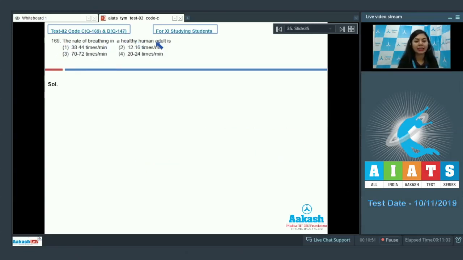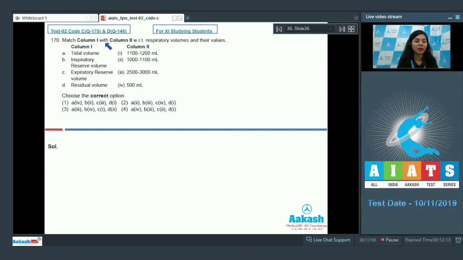Question number 169. The rate of breathing in a healthy human adult is: 38 to 44 times per minute, 12 to 16 times per minute, 70 to 72, and 20 to 24 times per minute. It's a standard answer. The rate of breathing in a healthy human adult is option number 2, 12 to 16 times per minute. It's important to note that the breathing rate in newly born babies is about 40 times per minute. This is because there is leftover fluid in the lungs of babies. Also, it is harder for the small air sacs of the babies to stay open for longer. The right answer here is option number 2.